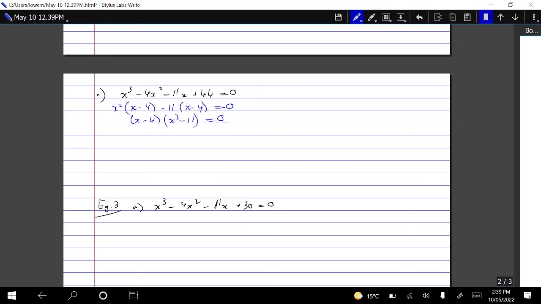And so then we can solve using the null factor law. Okay, which means we've got x minus 4 equals 0. So x equals 4. Or x squared minus 11 equals 0, which is a difference of squares, or we can bring our 11 over, so x squared equals 11, which means x would equal plus or minus the square root of 11. So we have 3 solutions again. Okay, x equaling 4 or plus the square root of 11 or minus the square root of 11.